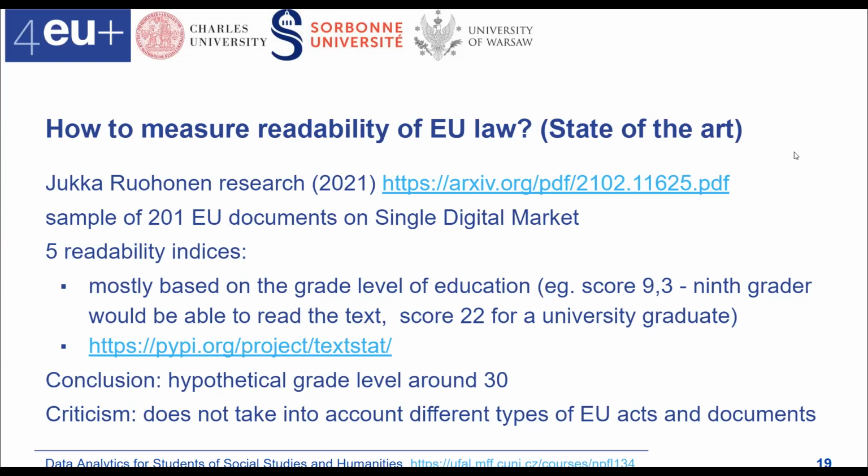So a ninth grader would get a score of about 9, and it means that the ninth grader would be able to read the text. A score of 22 would be about for the university graduate. So as soon as you are a university graduate, you will be able to score 22 according to this scholar.